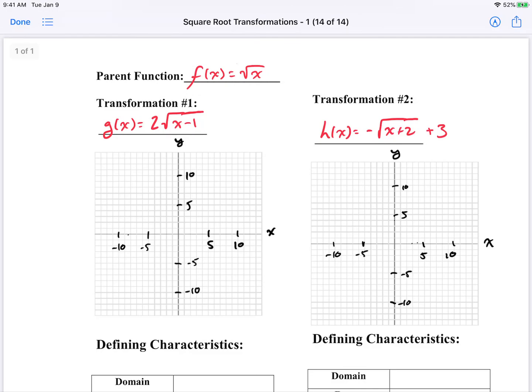Okay? Now we're going to graph these, and then we're going to do our defining characteristics. Once we get done with this, I'll set you free to work on your assignment today.